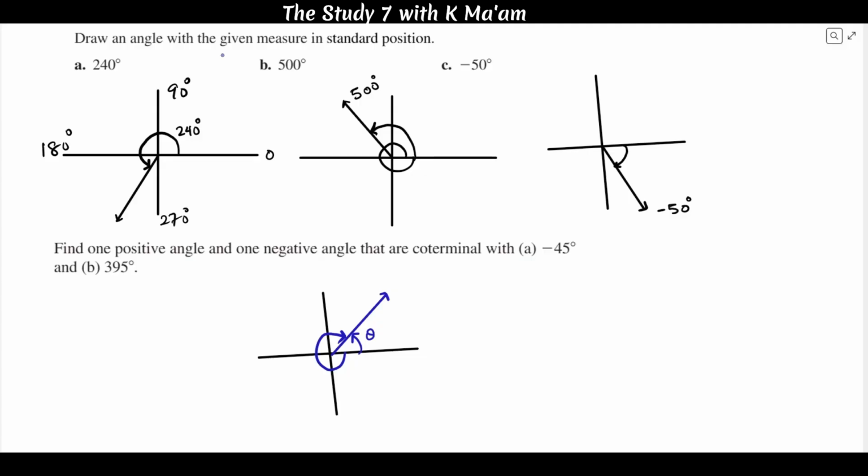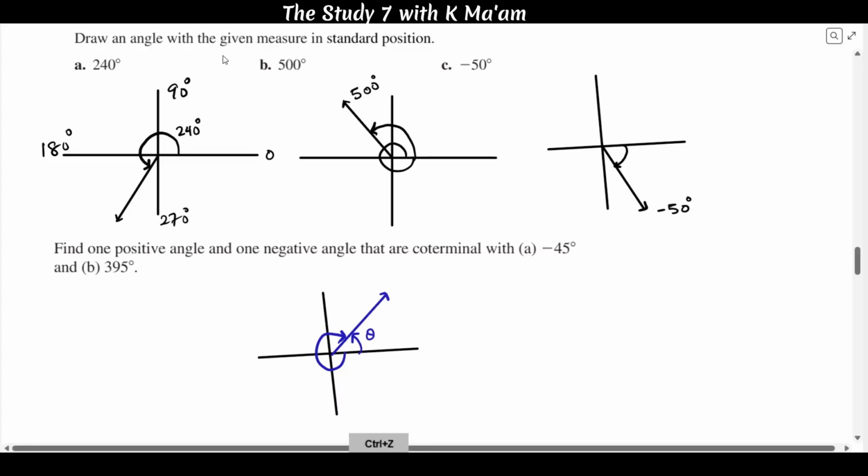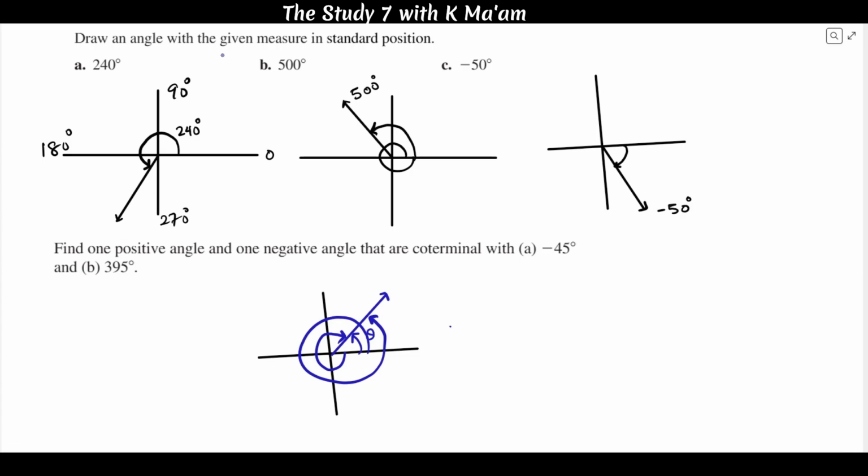Apart from that, if I choose an angle that completes one circle and comes back to this, this is also coterminal. So either one in the opposite direction or one in the same direction by completing one circle. So the concept is you have to add 360 or subtract 360 to find a coterminal angle.